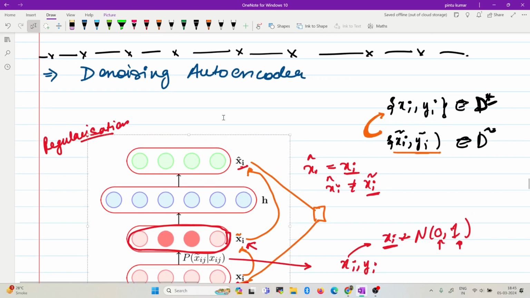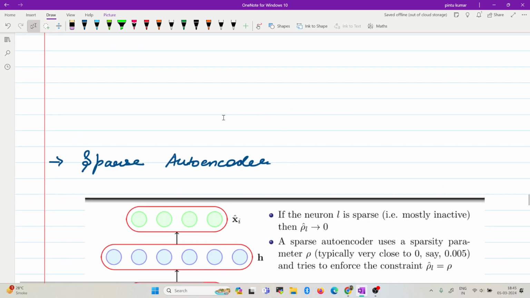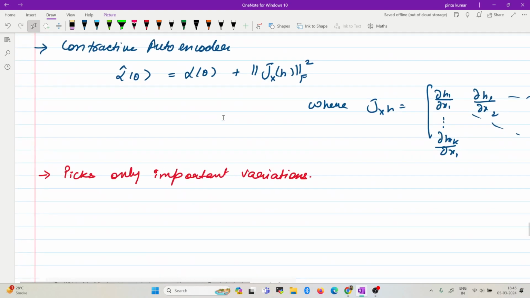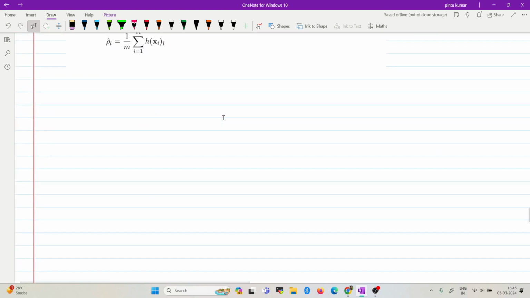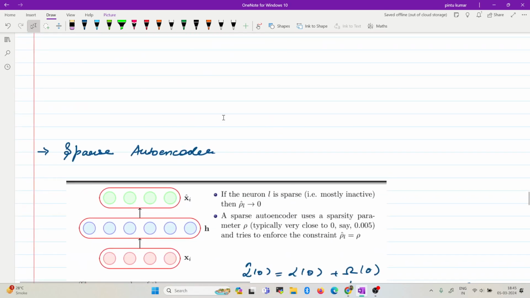Okay, so we have questions related to all these sorts of autoencoders that I have included towards the end. We'll cover those. Okay, so there are two more left. Yeah, any doubt in the previous portion? Then we'll go to sparse autoencoder.